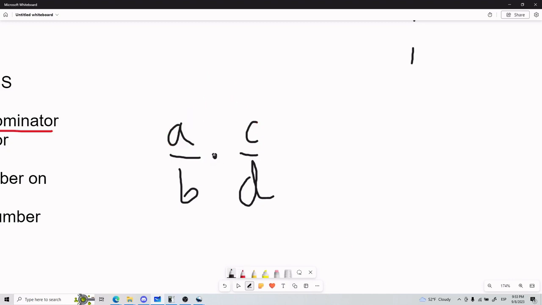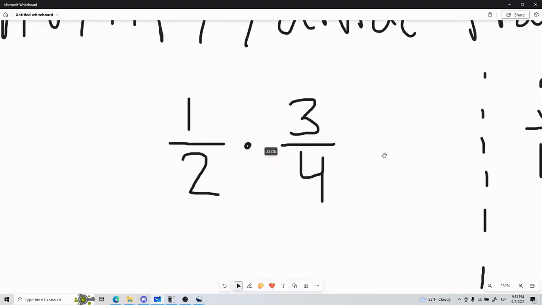So even in this example, I have A over B times C over D. What would this mean? Or what would this equal? See? So if I multiply across, that means I do A times C, so AC on top, and on the bottom I do B times D, BD. And that is for multiplying fractions, quite literally. See, numerator with numerator, denominator with denominator. Let's see it in action.